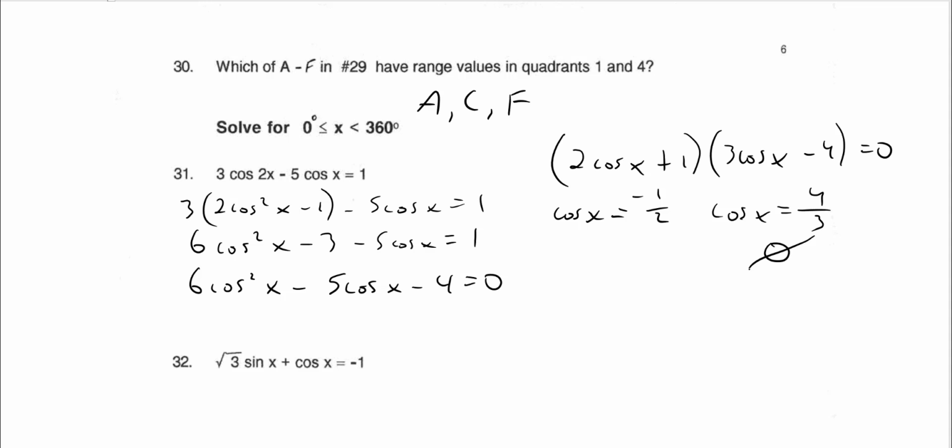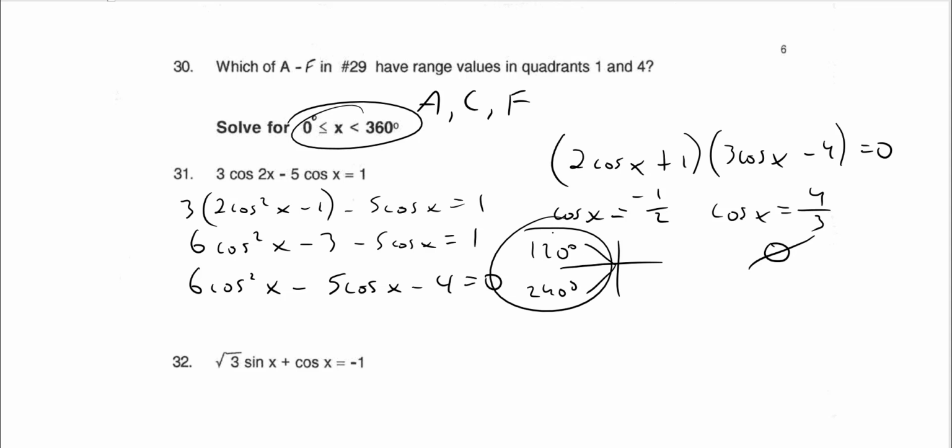And this one has 2 answers. It's in degrees, by the way, it shows right there. So the reference angle is going to be 60 degrees, and cosine is negative here and here. So it's 180 minus 60 is 120, and 180 plus 60 is 240. So those are your 2 answers.